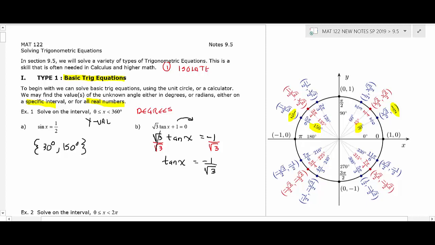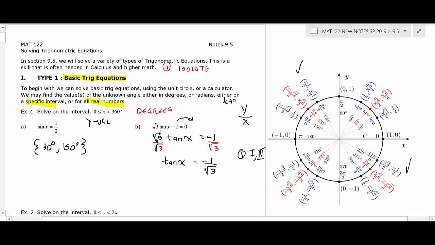Now we need to look on the unit circle and determine where the tangent takes on this value. Remember, a tangent is y over x, a ratio of y over x. So you need to figure out where it would be -1 over root 3. First of all, the tangent takes on negative values in quadrants 2 and 4. So we just need to see where y over x is equal to -1 over square root of 3.